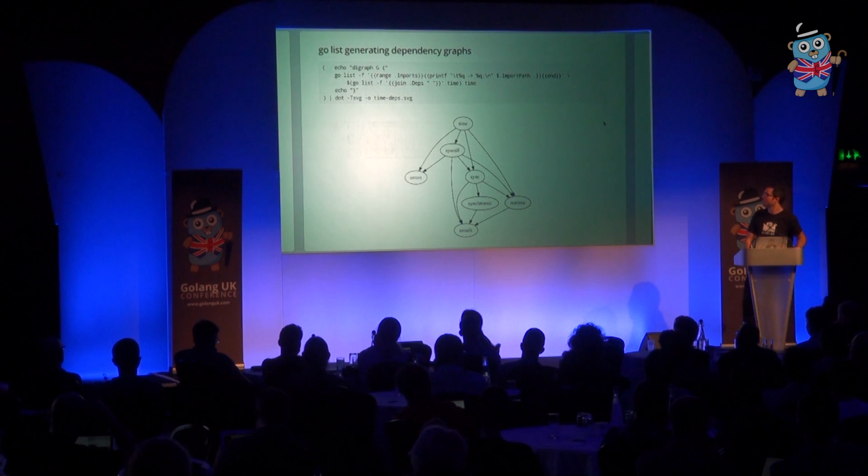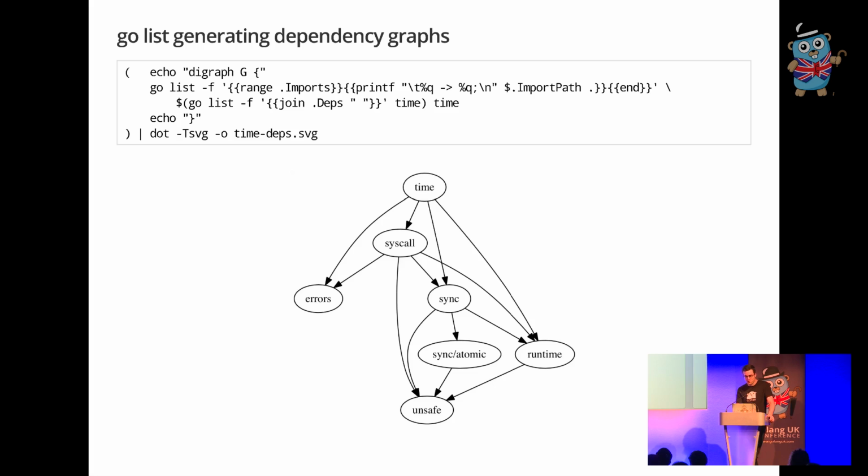And so for my final trick, I thought I'd do something funny, which is writing a single command line that generates an SVG of the dependency graph for a particular package. So this uses GraphViz. GraphViz has a very simple declarative language for specifying graph information, and then it turns it into pretty things like this.